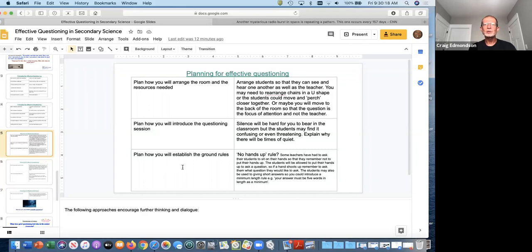Plan on how you will establish the ground rules. No hands up rule. Some teachers have had to ask their students to sit on their hands so that they remember not to put their hands up. The students will be allowed to put their hands up to ask a question. So if a hand shoots up, remember to ask them what question they would like to ask. The students may also be used to giving short answers, so you could introduce a minimum length. Your answer must be 5 words in length as a minimum. Okay.